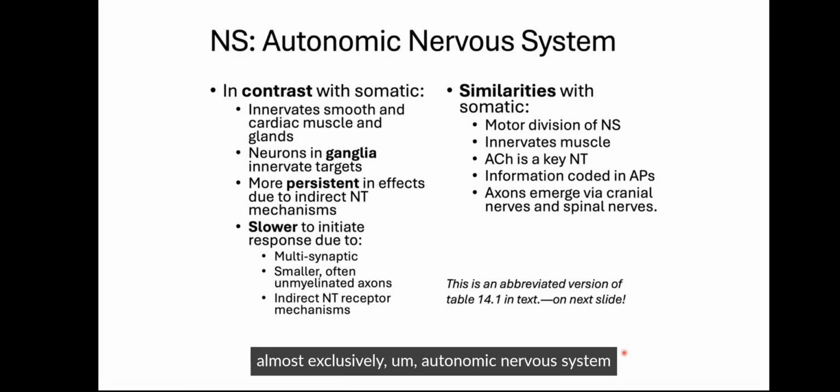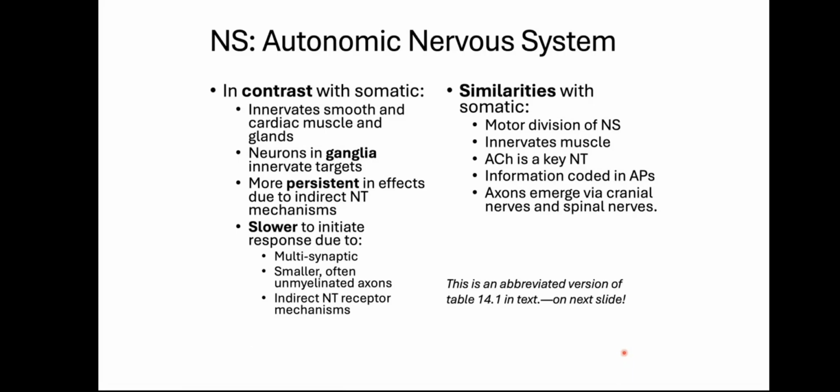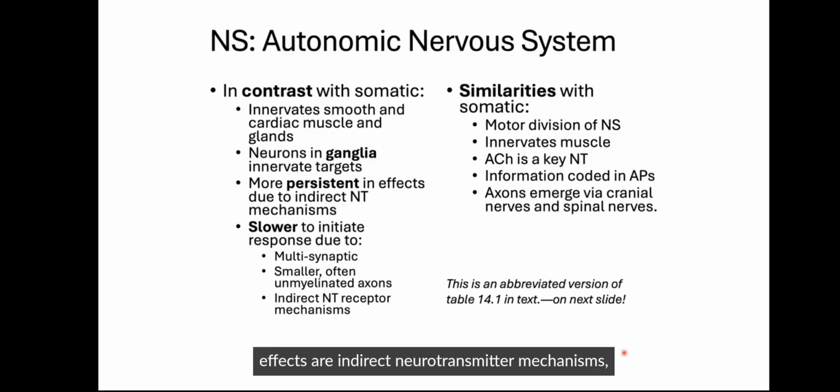So almost exclusively, autonomic nervous system effects are indirect neurotransmitter mechanisms, meaning these are not ligand-gated ion channels, right? Remember, we went over neurotransmitters in that chapter. Indirect basically means that the neurotransmitter binds and activates a series of proteins, which will eventually have an effect. So in other words, you have a detailed signal transduction. Because of this indirect response, the autonomic nervous system has a much slower effect compared to the somatic nervous system, and it is multisynaptic, right?